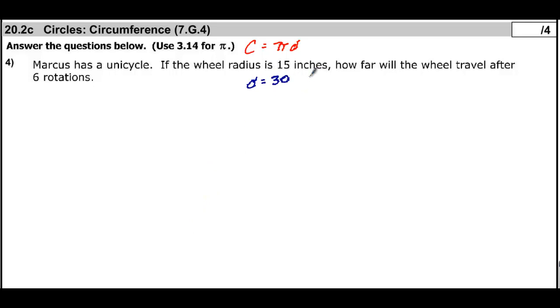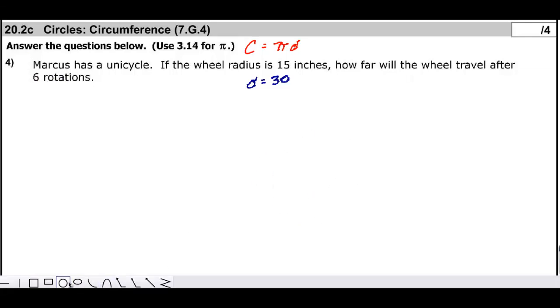We're getting some crinkly look on our writing. This might be kind of cool. All right, Marcus has a unicycle. The radius is 15. How far will it travel after 6 rotations? So we're going to first figure out how far it will travel in one rotation, because that's what circumference is. Circumference is one rotation of a tire.